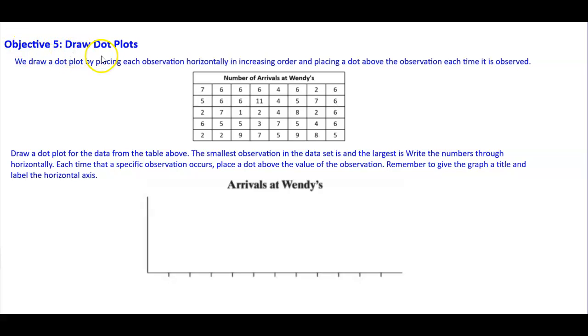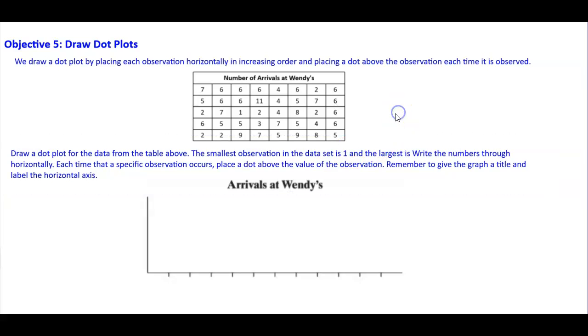Objective 5, draw dot plots. We draw a dot plot by placing each observation horizontally in increasing order and placing a dot above the observation each time it is observed. We're going to draw a dot plot for the data from the table above, which is the number of arrivals at Wendy's. Now, the smallest observation in the data set is 1.